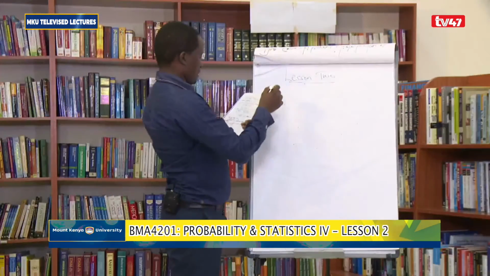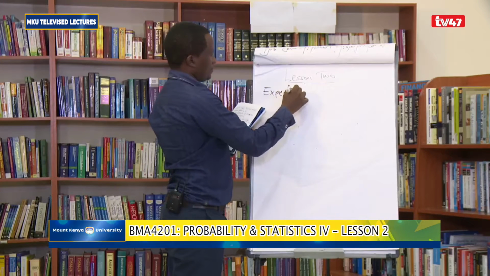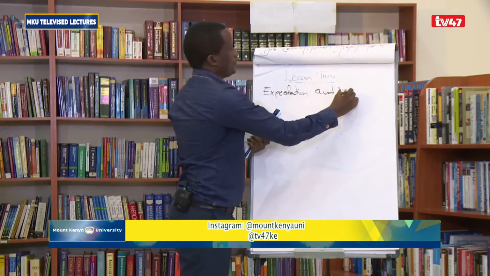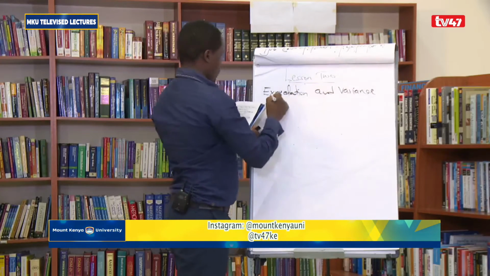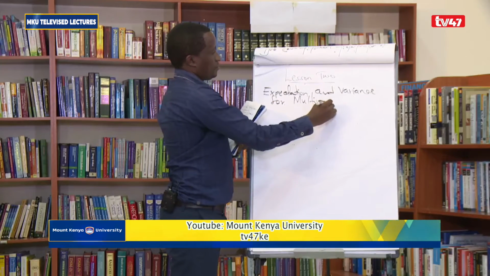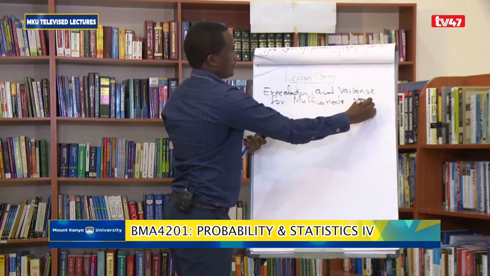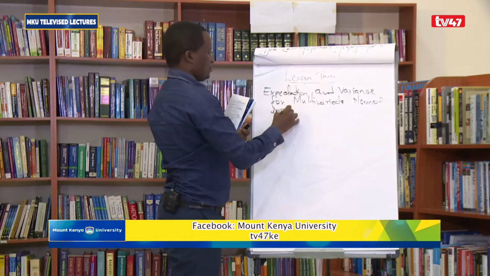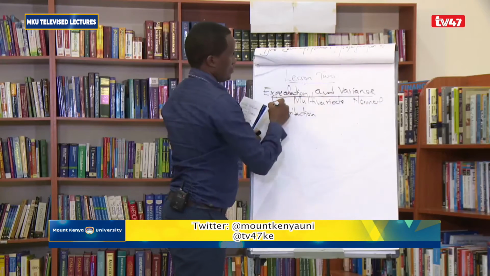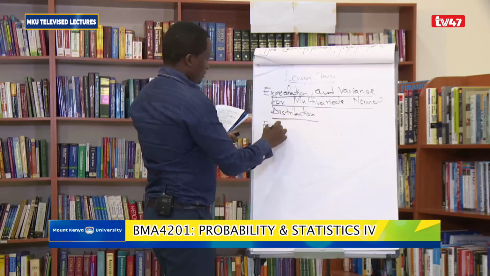We look at expectation and variance for the multivariate normal distribution. We start with expectation.